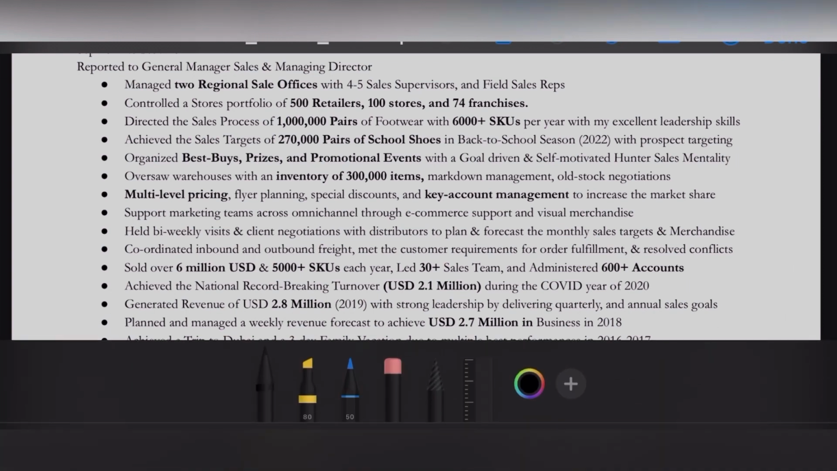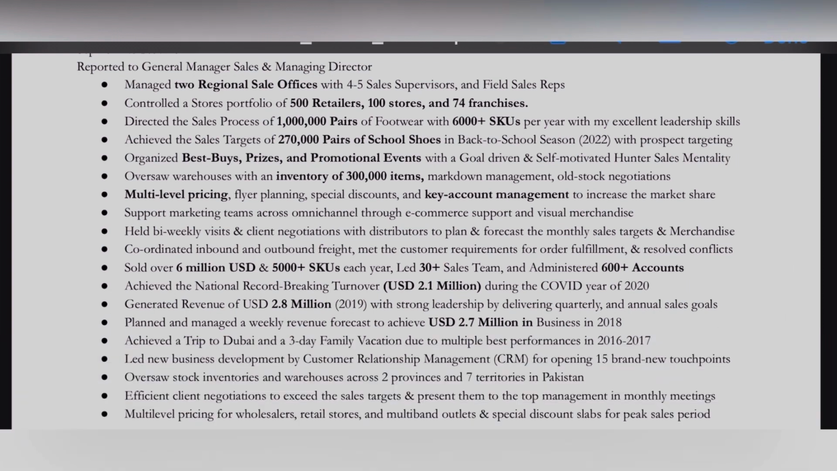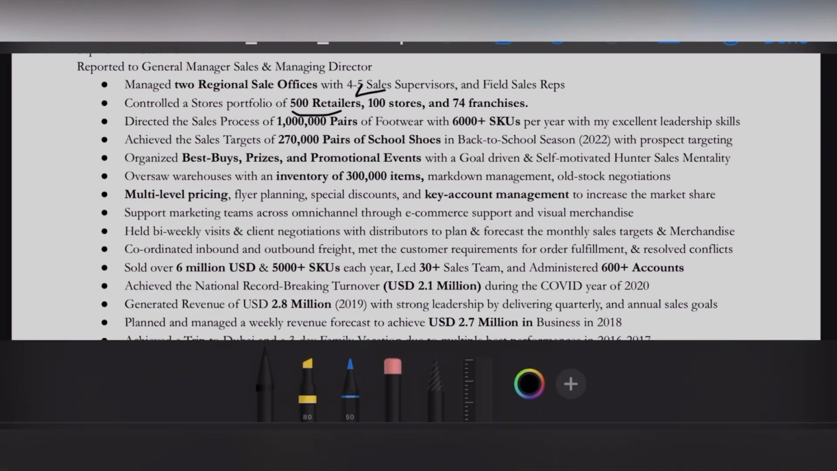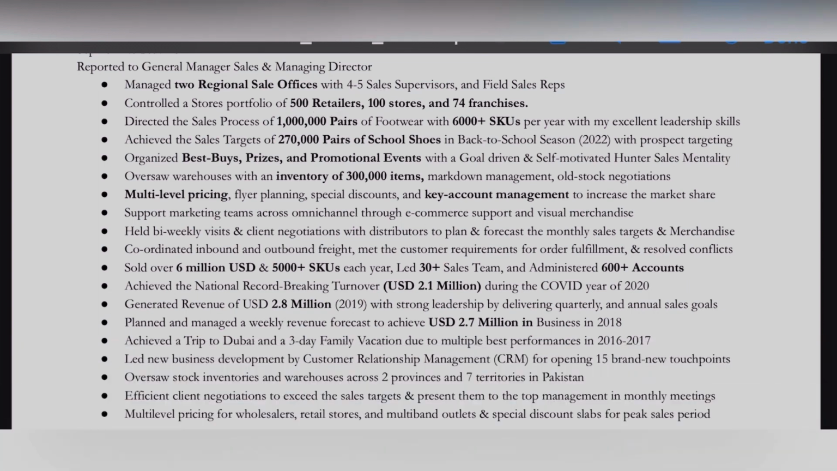And you would see there all are numbers: four to five sales supervisors, 500 retailers, 74 franchises, 1 million pairs, 270,000 pairs. So all of these are numbers. Always write in numbers. Don't say that I managed an office. Say I managed an office with 30 employees. So always numbers. You need to figure out how to do that. You need to go through your resume again and again and again and again.